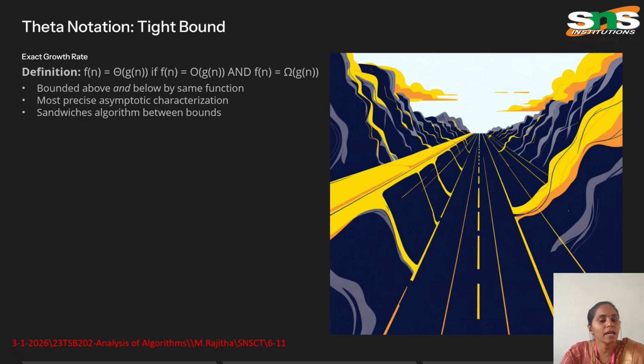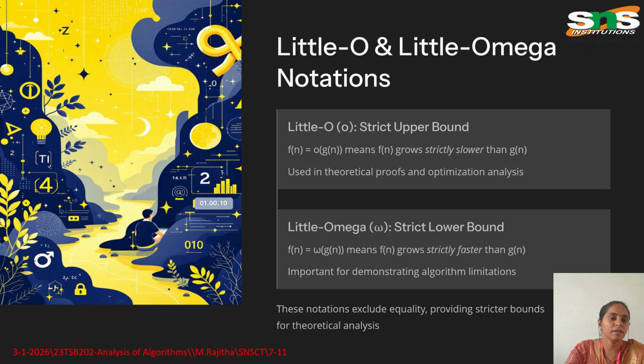Next, theta notation. So, tight bound. Theta notation gives the exact growth rate of an algorithm. It combines both Big O and Omega bounds. If an algorithm is both O(g(n)) and Omega(g(n)), then it is Theta(g(n)). Theta is the most precise notation because it tightly bounds the algorithm from both above and below. It gives a complete picture of algorithm behavior.